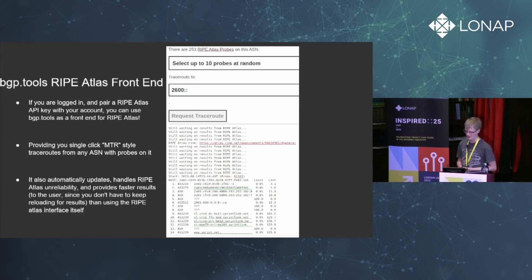In addition, if you link a RIPE Atlas API key, instead of having to use RIPE Atlas's questionable UI, you can use BGP Tools' less questionable UI to start off probe measurements. And I think I actually return results faster than the RIPE Atlas website at the moment, which I don't know how I managed to do. I don't know how RIPE managed to be slower, but it is what it is.